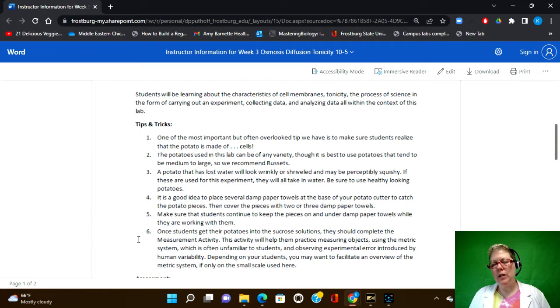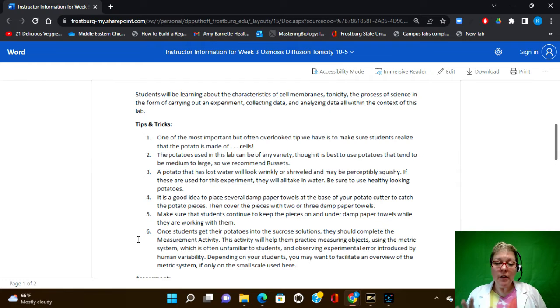Really important to remind the students to compare the potato before and after to itself. Sometimes I use the example of the TV show The Biggest Loser, which I don't know if that's still around, but you wouldn't want to compare potato A to potato 33 or something like that. You want to compare this potato to itself before and after to see if it gained or lost mass.